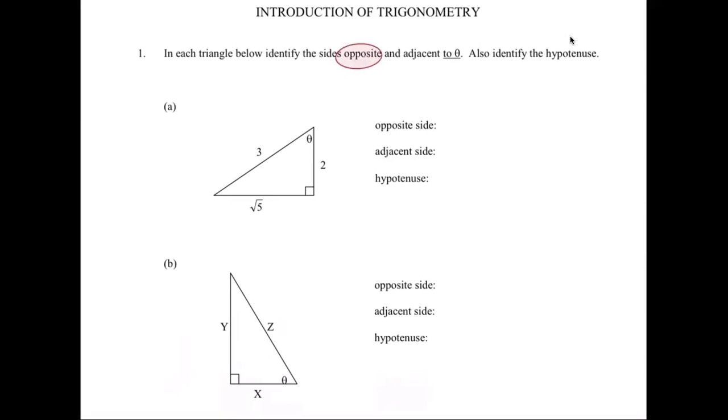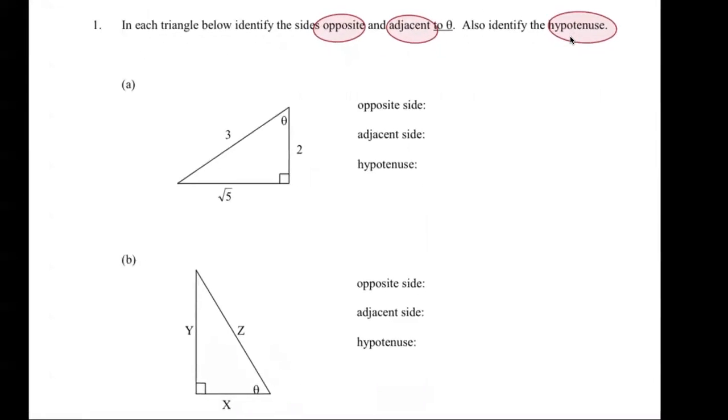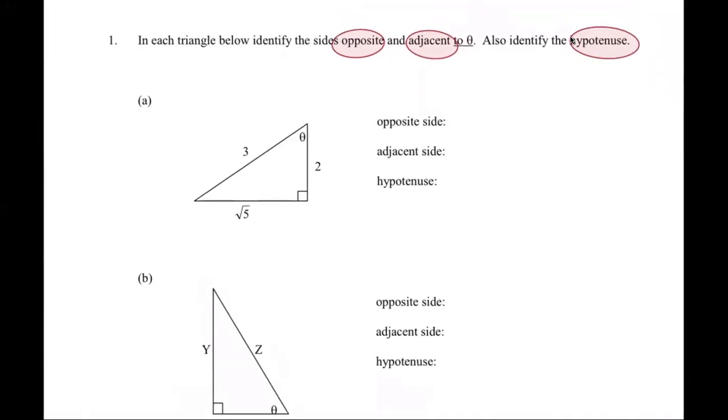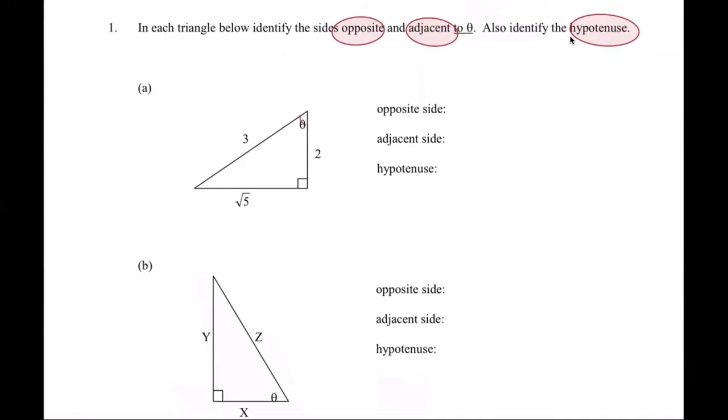Opposite side, adjacent side, and hypotenuse. For part A, theta is this angle. The opposite side is the one that's further away, which is equal to square root 5. The adjacent side is the one that's next to it, which is 2. The hypotenuse is the longest side of the right triangle, which is 3.